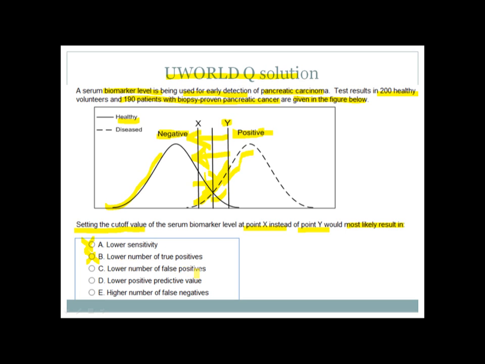And next, lower number of false positives. So how about that? False positives are actually people who do not have the disease but test positive. In this case, when the cutoff value was here in Y, the number of false positives was like that, because they test positive but they do not have the disease. But when we set the cutoff value from here to here, the number of false positives now becomes this line. So I'm taking another color.